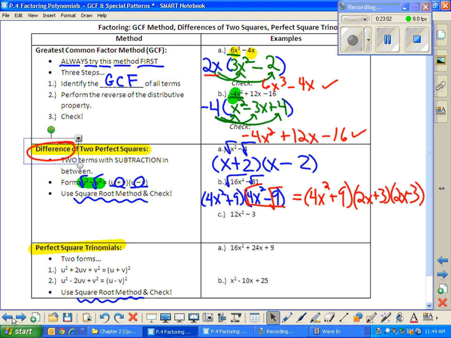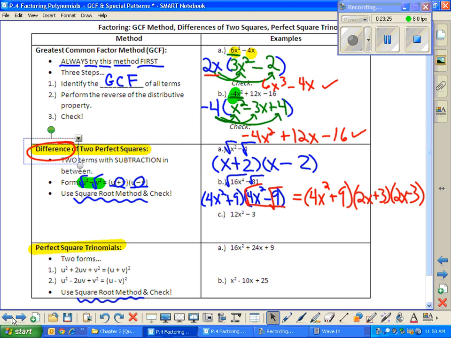Okay, part C. We have 12x squared minus 3. I'm like, oh my gosh, Mrs. Lucas, you just told us to look for 15 different numbers, and I don't see any of those in this problem. So why on earth is it lumped into a difference of two squares? Go ahead, John. You always have to try that method first.